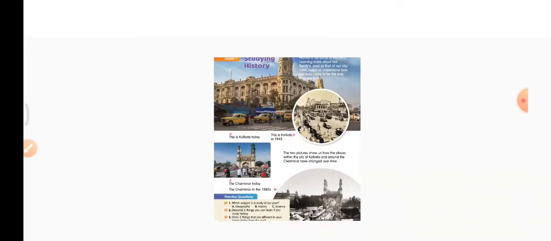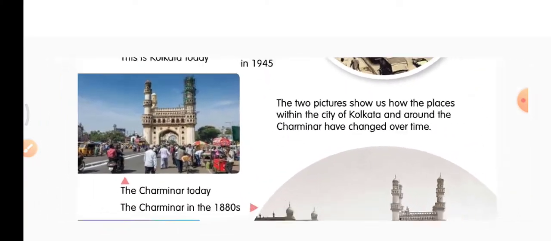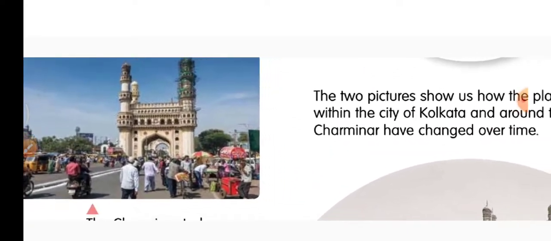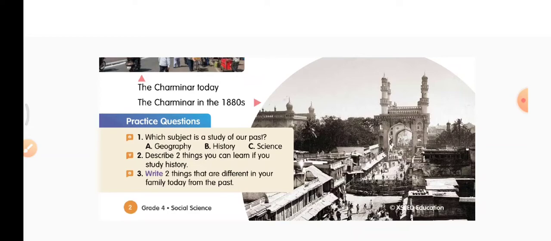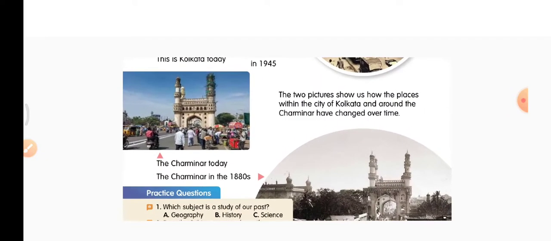Now, let us observe the pictures in the content book. Here we have two pictures of Charminar. This picture is what you see of Charminar today, right? This picture was taken in the year 1880. This is the old picture and this is the latest one.